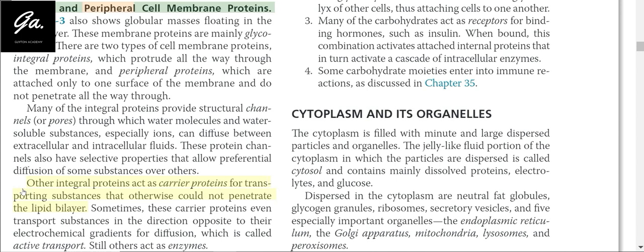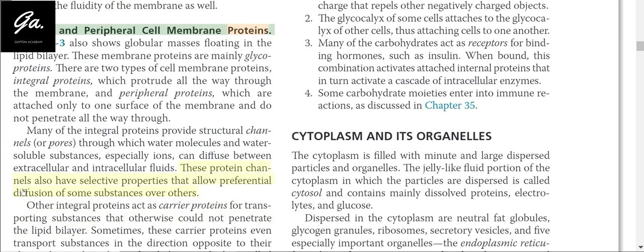Integral and peripheral cell membrane proteins. Figure 2-3 also shows globular masses floating in the lipid bilayer. These membrane proteins are mainly glycoproteins. There are two types of cell membrane proteins: integral proteins, which protrude all the way through the membrane, and peripheral proteins, which are attached only to one surface of the membrane and do not penetrate all the way through.